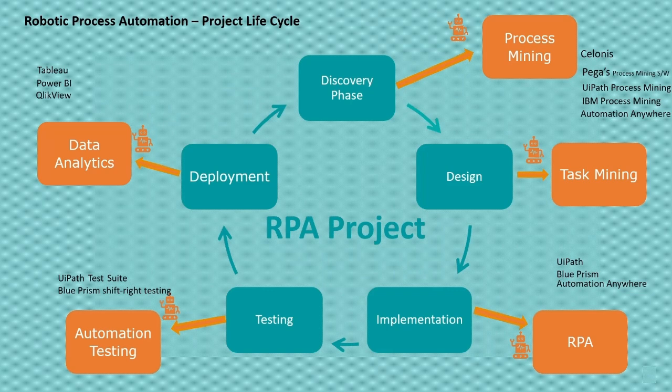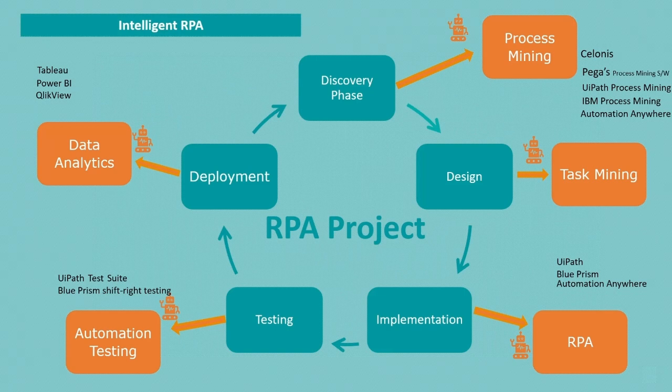So, when all the phases of a robotic process automation lifecycle are automated using multiple technologies, it is known as intelligent RPA. It helps in minimizing the human effort required during an RPA project.